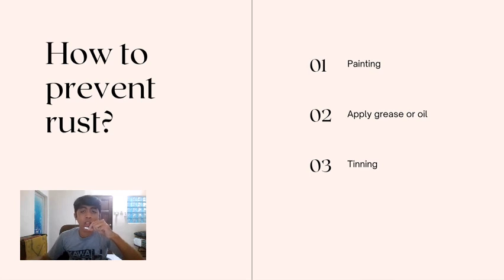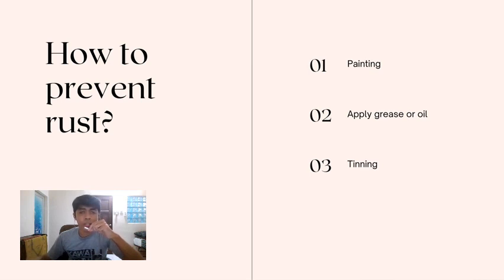Secondly, the rusting of iron can be prevented by applying grease or oil. When grease or oil is placed on the surface of an iron object, air and moisture are kept from coming into touch with it, preventing corrosion. Iron and steel tools and machine parts, for example, are rubbed with grease or oil to prevent corrosion.